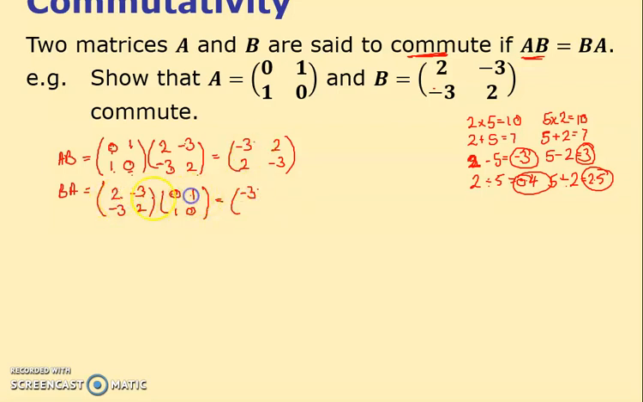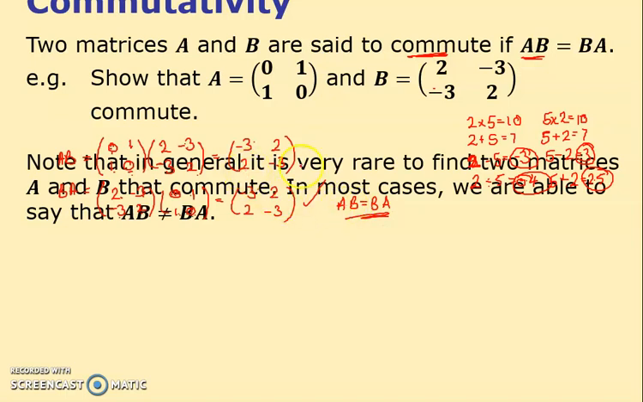2 times 1 is 2, then that will give me 0. Top line, perfect. Bottom line, minus 3 times that, 2 times, oh, that gives me 0, but this one gives me 2. Good. This one minus 3, and this one gives me 0. It worked. I have proven that AB equals BA, and therefore they commute.